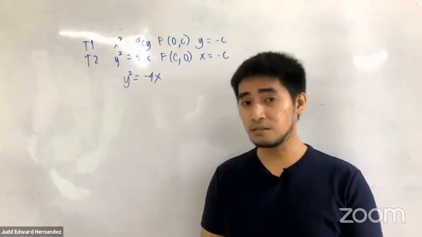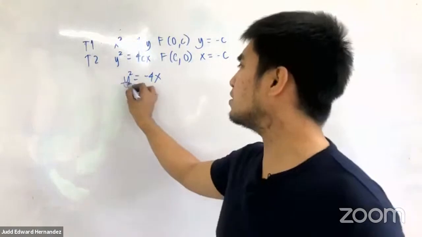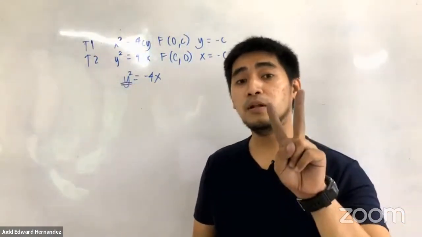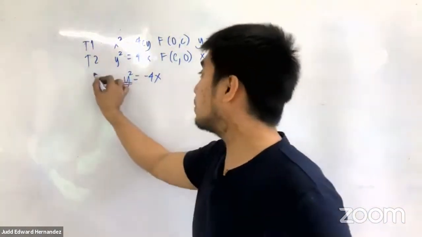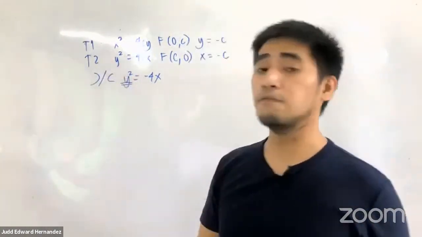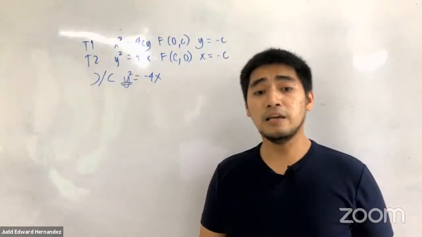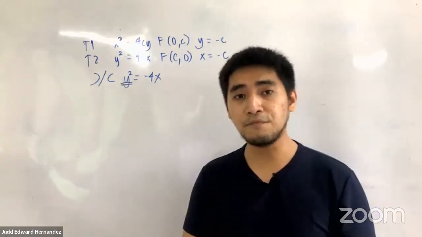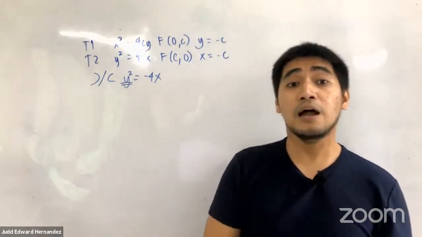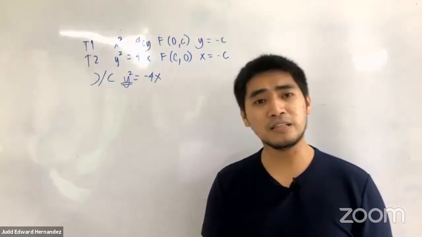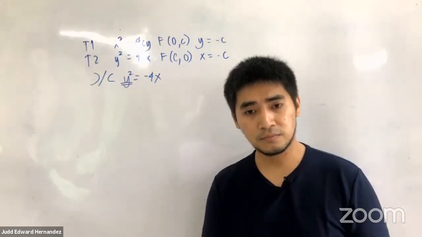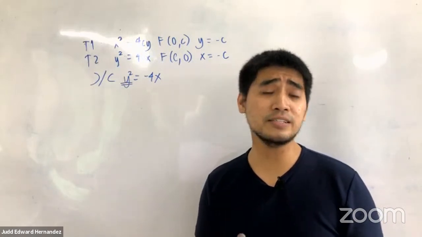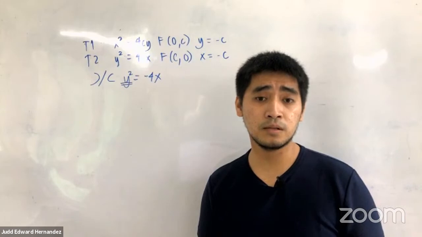Saan daw siya magbubukas? We are given y squared. At sinabi ko sa inyo kanina na kapag given tayo ng y squared, our parabola, we have two options. Our parabola will open to the left or to the right. Tama ba? So it either opens to the left or to the right. And if we need to be specific, look at the sign of the right side. Is the right side positive or negative? Negative. Or, if the right side is negative, where does the parabola open?